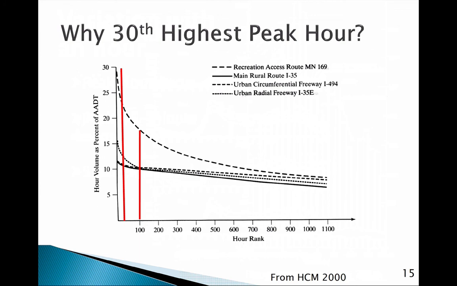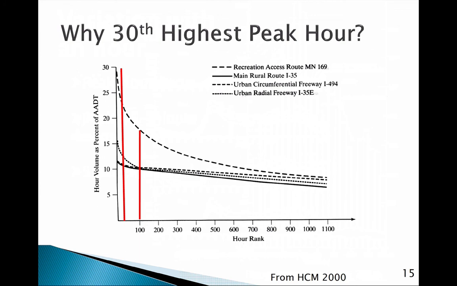So we've mentioned in a previous class the 30th highest hour, and we talked about how this was used for design. We didn't really talk a lot about it, but I think this exhibit will give you a picture of that. Why 30th? Well, if you look at all the various roadway types, we've got recreation here at the top and urban down towards the bottom. If we instead used the 100th highest hour, meaning only 100 hours of the year are heavier than that, you can see we're still missing a lot of traffic, a lot of volume, because of the shape of the curves. But if we go back to the 30th, we capture almost all the demand.